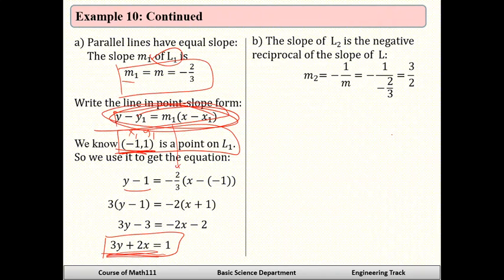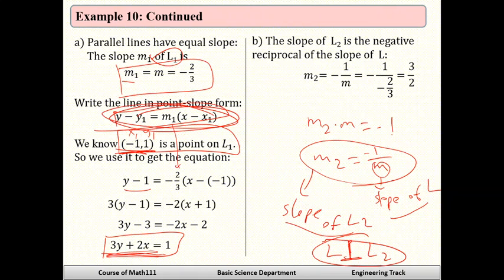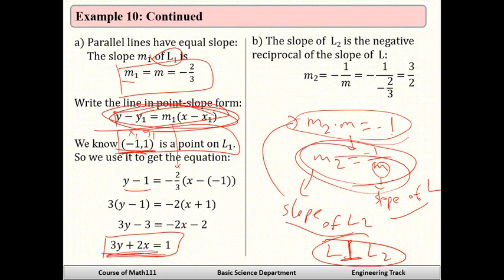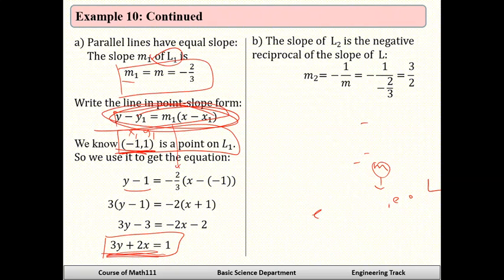So look here, this is M2. Because M2 times M is equal to minus 1, it means M2 is equal to minus 1 over M. M is the slope of L, and M2 is the slope of L2. We know L and L2 are perpendicular to each other, and the relation between their slopes is this. It comes from here. And then we find the slope of L2.